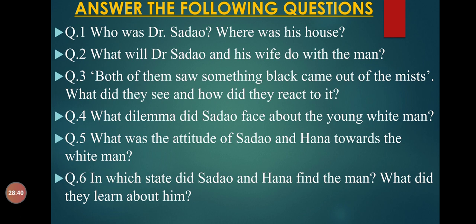Question number 3, both of them saw something black came out of the mist. What did they see and how did they react to it? Question number 4, what dilemma did Sadao face about the young white man? Question number 5, what was the attitude of Sadao and Hannah towards the white man? Question number 6, in which state did Sadao and Hannah find the man? What did they learn about him?